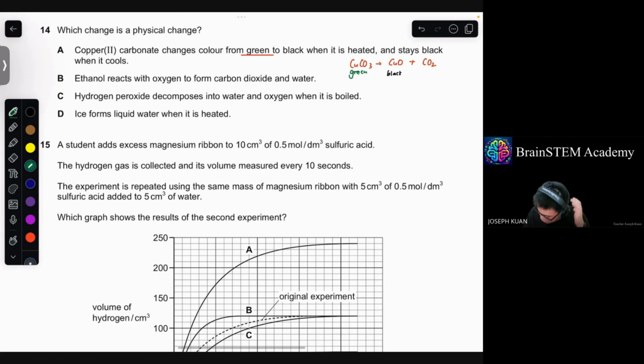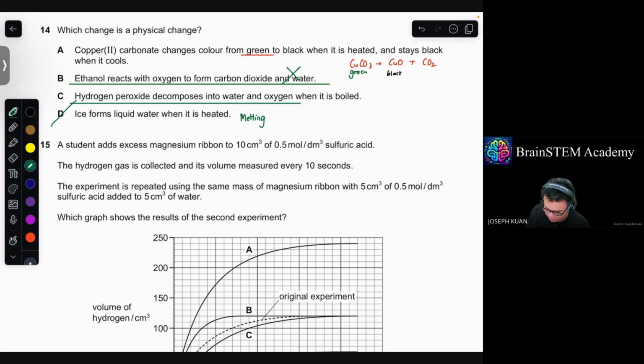B, ethanol reacts with oxygen to form carbon dioxide and water. So there's a chemical change here. It's quite obvious. So no. And C, hydrogen peroxide decomposes into water and oxygen when it is boiled. Same thing here, there's a chemical change. So D, ice forms liquid water when it is heated. So answer is D. Okay, it's only a boiling process. A boiling process is a physical change. Oh, sorry, my bad. Ice turns into water. There will be melting. Okay, melting is only a physical change.